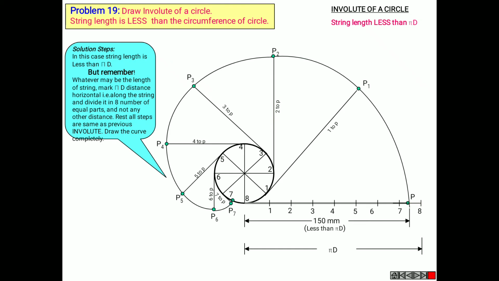So the main thing which we require should be very dark with the pencil of 2B, and the rest should be very light. It should not dominate the required parts. Okay, this is the involute for the circles with the string length of same, less, and more.